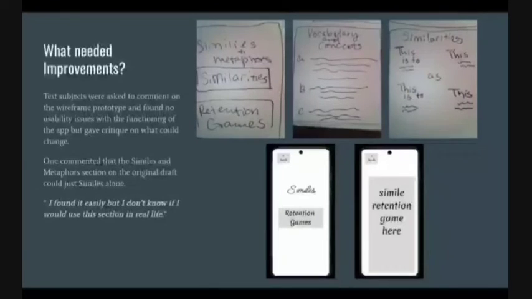What needed improvements? Test subjects were asked to comment on the wireframe prototype, but found no usability issues with the functioning of the app, but gave critique on what could be changed. So instead of making this section symmetrical with the vocabulary and idiom section by having 3 separate sections of this button, I simplified it to making it only have retention games.